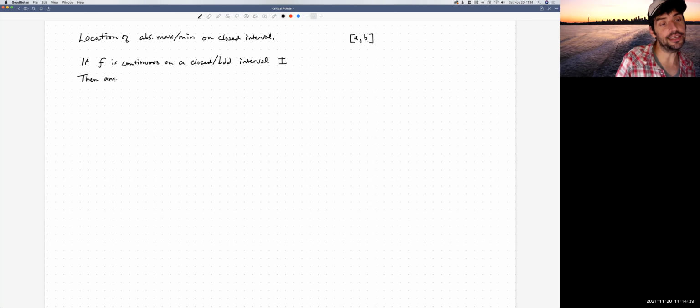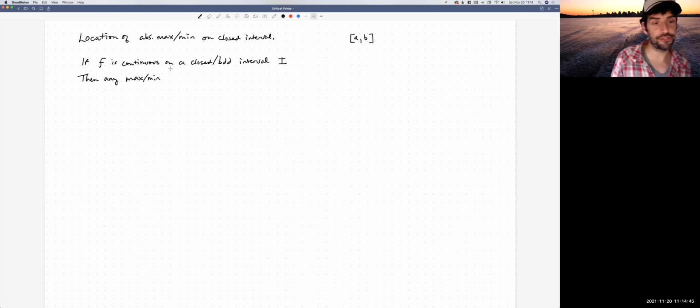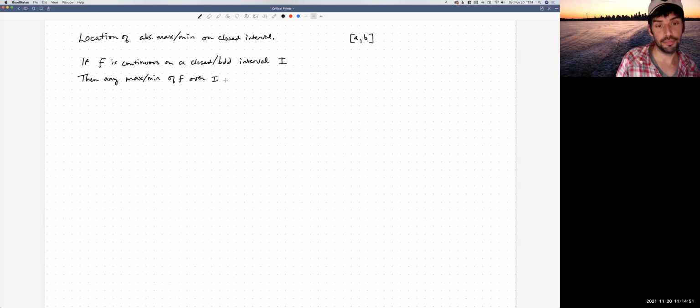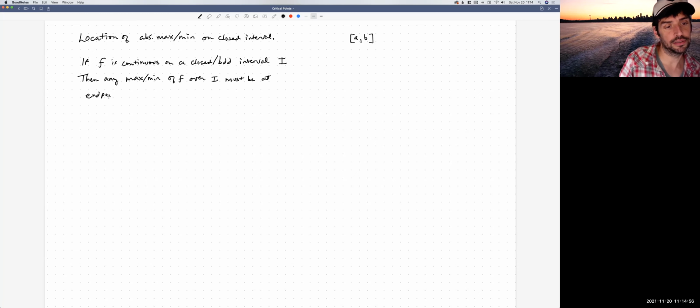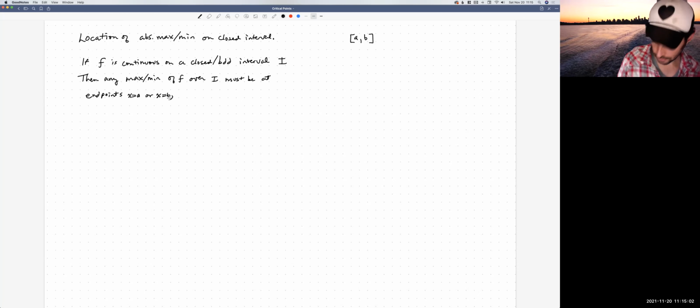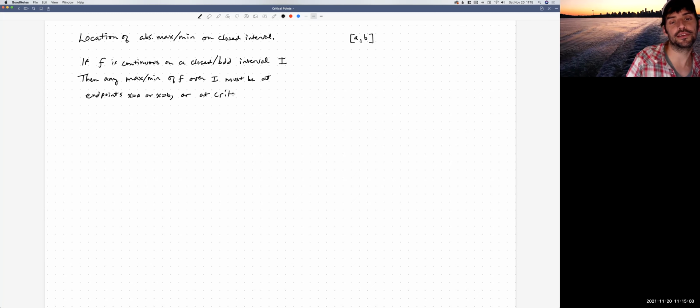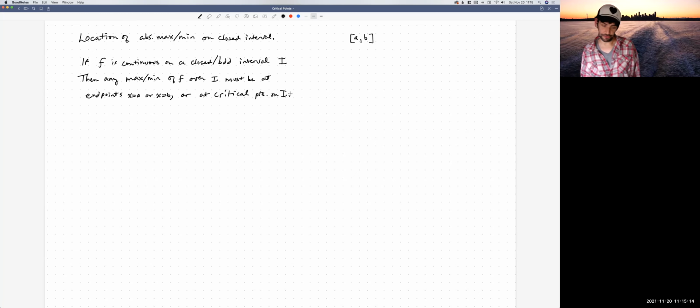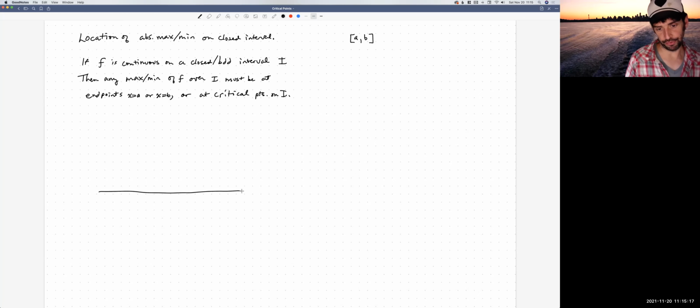Then any maximums or minimums of f over I must be at the endpoints, x equals a or x equals b, or at critical points on I. Okay, so if we have a function on a closed interval, we're not going to prove this, but we're just going to intuit a little bit.